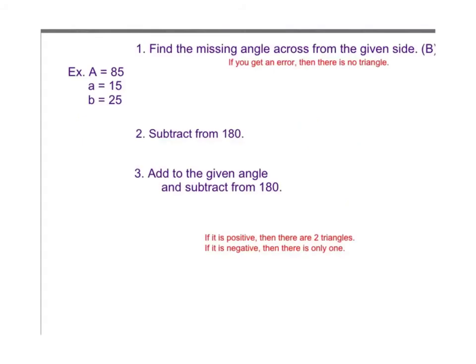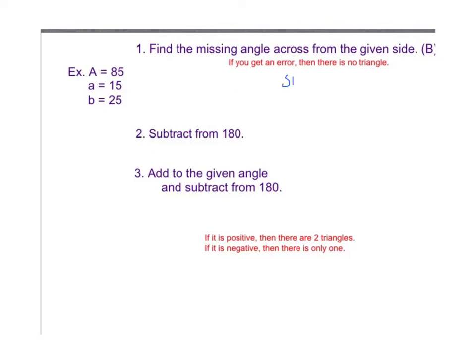Okay, so here we go. We're going to try one of the examples. The example here shows you that angle A is 85 degrees, side A, the side across from it, is 15, and side B, the other given side, is 25. Alright, so the first step is to find the missing angle across from the given side. And if you get an error here, there is no triangle.